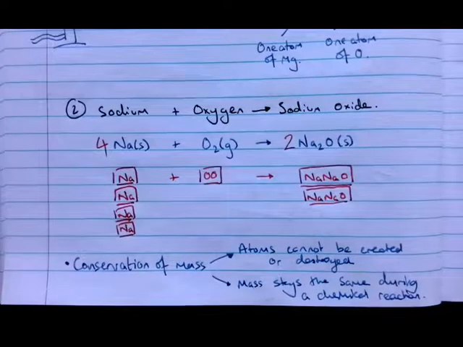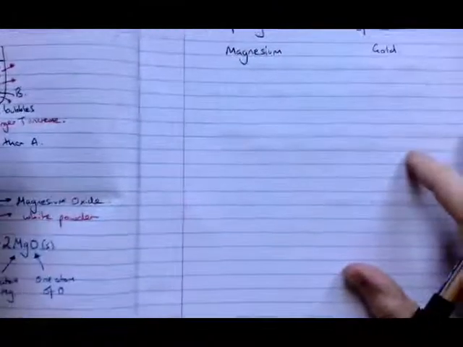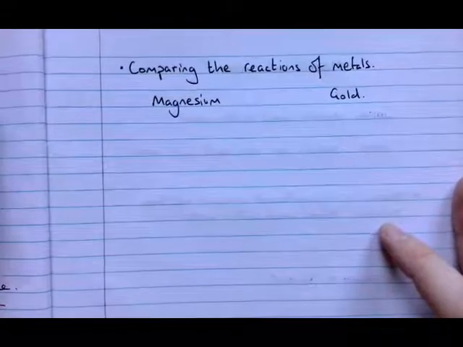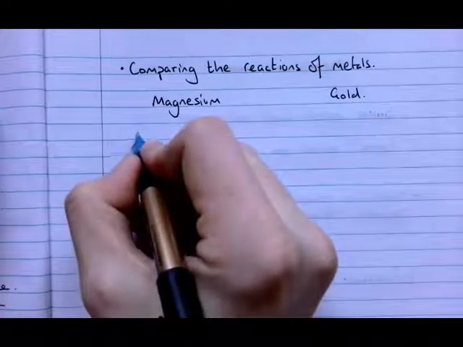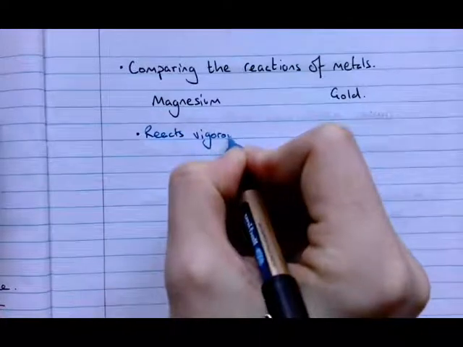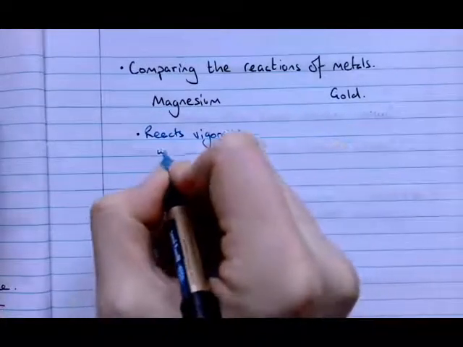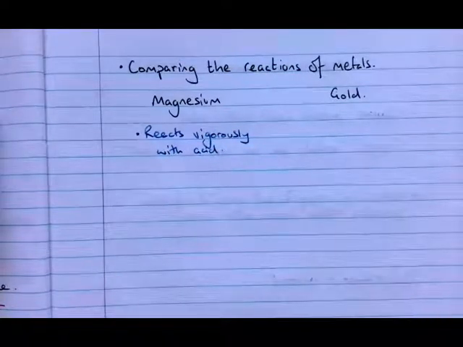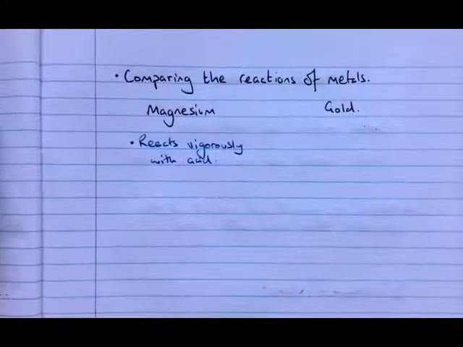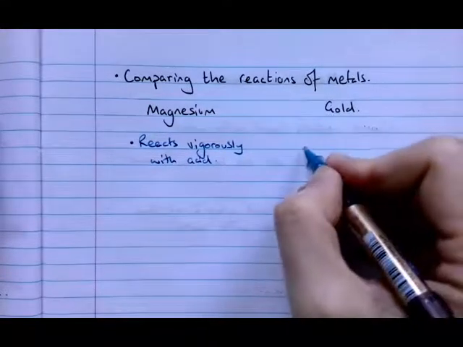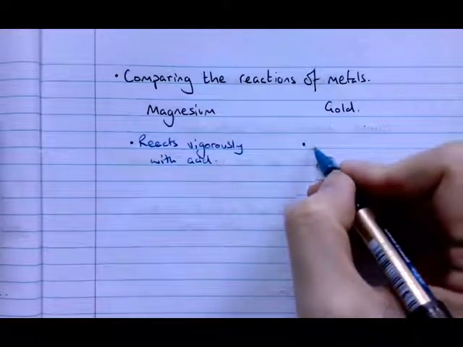Okay, so finally we need to look at comparing the reactions of metals. So if we were to look at magnesium, magnesium reacts vigorously with acid. So vigorous just means it reacts quite strongly. There'll be a lot of bubbles, a lot of hydrogen coming off. It's really obvious that a reaction is happening. However, if you were to put some gold, it just doesn't react with acid.